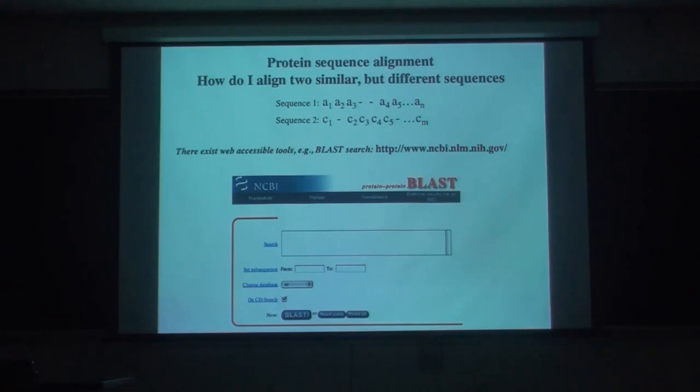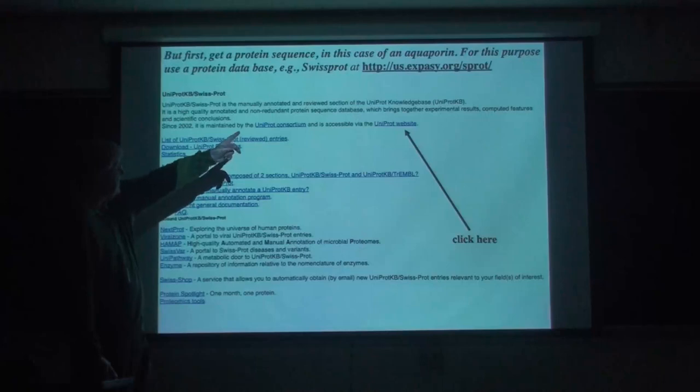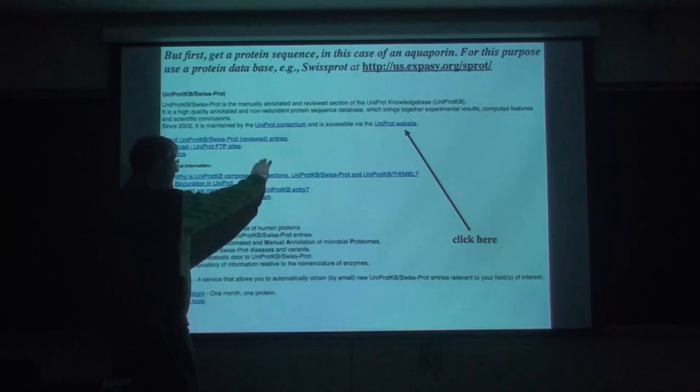Okay, so first we have to find a sequence, and we go to a website called SwissProt. The Swiss make a lot of money with pharmaceuticals, so they are very generous in the pharmaceutical industry, and they fund this website called SwissProt, Swiss Protein. You type in that address, hit return, and there you get this page. This can change a little bit.